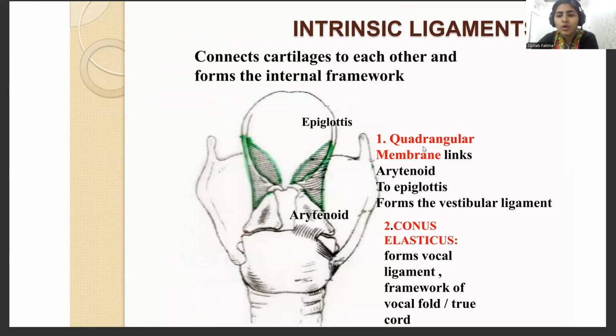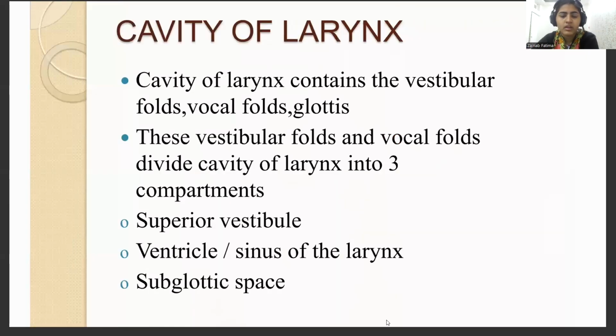First, we have the quadrangular membrane, which links the arytenoid to the epiglottis and forms the vestibular ligament. We have the conus elasticus, which forms the vocal ligament, the framework of the vocal fold, which is the true cord. Then we'll come to the cavity of the larynx. The cavity of the larynx contains the vestibule, vestibular folds, vocal folds and a glottis.